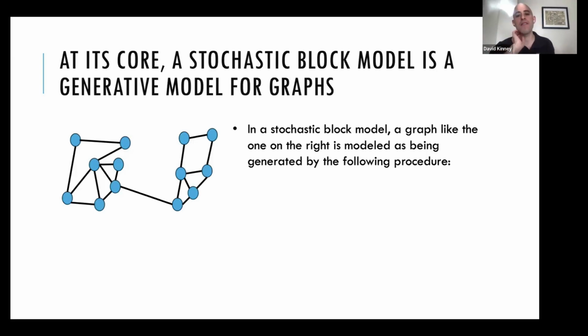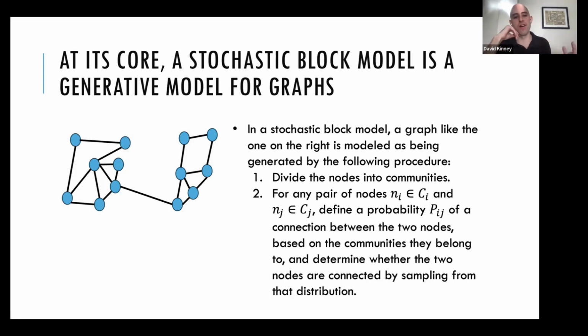And when we have a stochastic block model, a graph like the one on the left is modeled as being generated by the following procedure. First, we divide these nodes into different communities, or blocks, if you like. Then for any pair of nodes where one node is in community I and another node is in community J, we define a probability, Pij, of a connection between the two nodes based on the communities they belong to. Then we generate the graph by sampling from that probability distribution and either drawing or not drawing an edge between those two nodes.